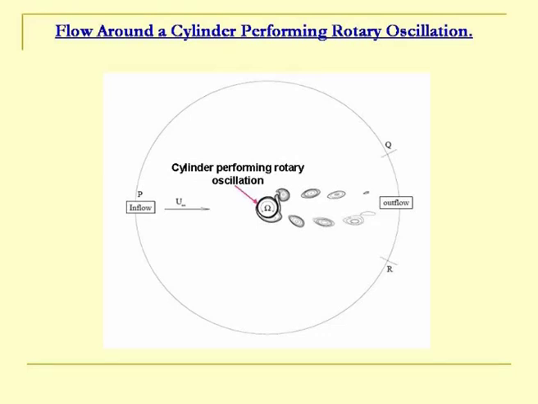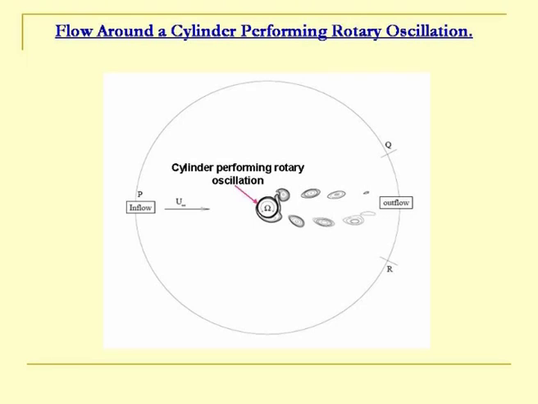What you have is basically a cylinder, and this cylinder is performing some kind of oscillation. It is going back and forth. That is what we call rotary oscillation. It is not just simple rotation, it is doing rotary oscillation. So what happens is that for half the cycle, part of the flow on one surface will be opposing the convection direction.